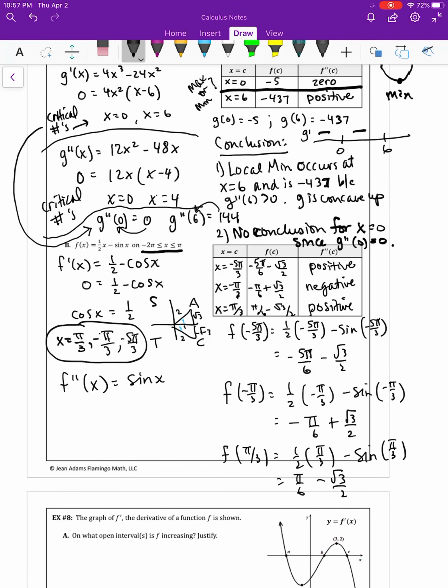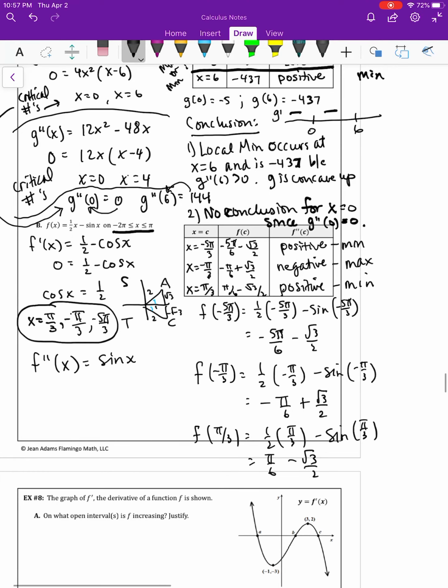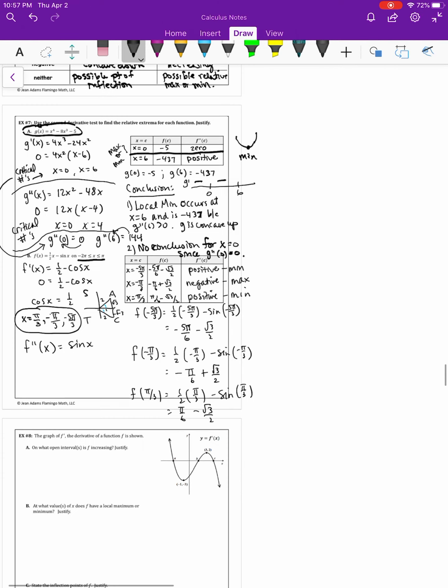If it's positive, then we're talking about concave up and we're talking about a minimum, right? So positive tells us we have a minimum and negative tells us we have a maximum. So I'm going to go ahead and put our conclusion over here. This is our conclusion.